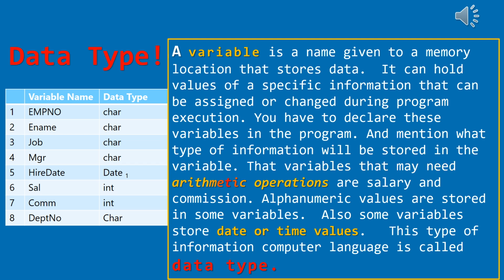The variables that may need arithmetic operations are salary and commission. Alphanumeric values are stored in some variables. Also, some variables store date or time values. This type of information, in computer language, is called data type.